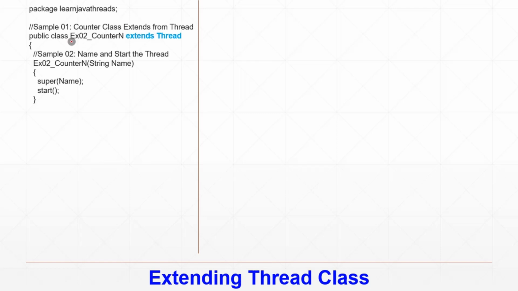So here if you see, we are creating a new class called Ex02Counter, which extends from the Thread class. Then in the constructor we are receiving the name and we are giving that to the super, in the sense we are calling the base class constructor. Base class constructor means the Thread class constructor. So when you create a thread with a string constructor, the string will set the name for the thread.